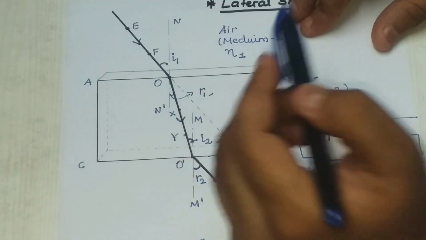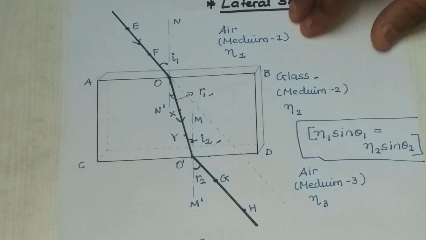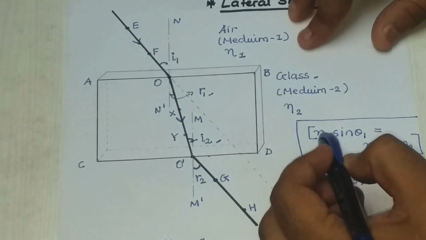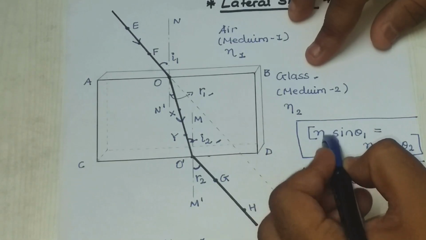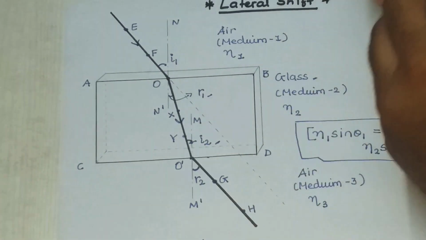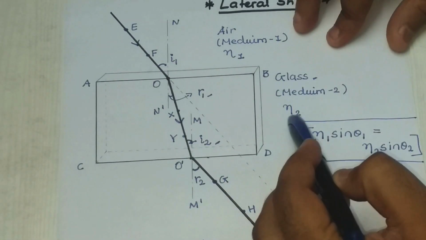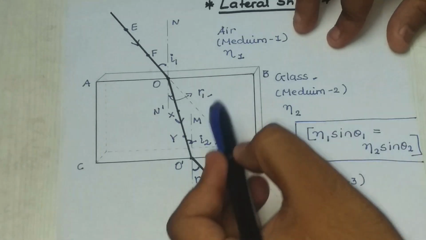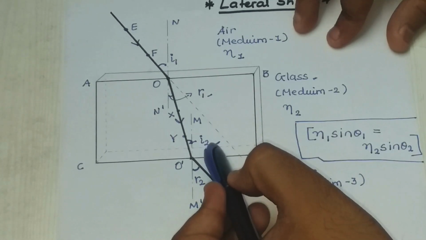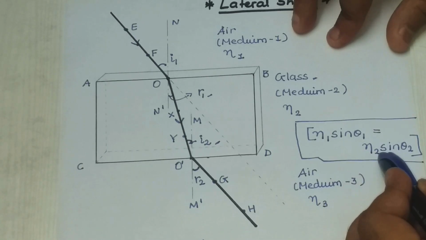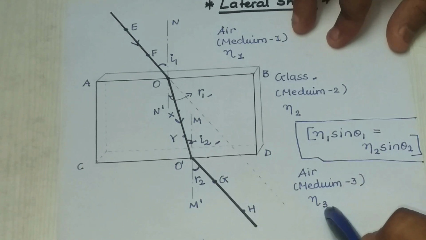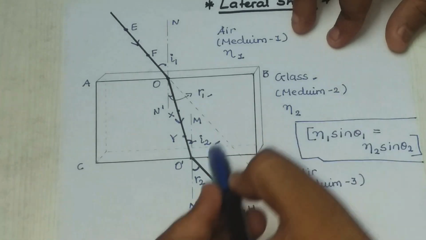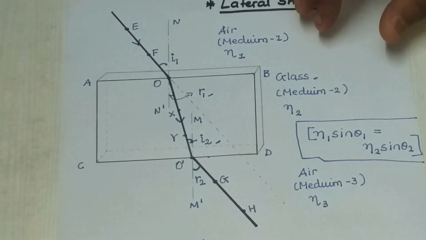Now, students, if we apply it at surface CD, what is our eta 1? Very good, it is eta 2. At the CD surface, eta 2 is our eta 1. Now theta 1 is equal to I2. Now what about eta 2? Eta 2 is equal to eta 3. And what about theta 2? Theta 2 is equal to R2.